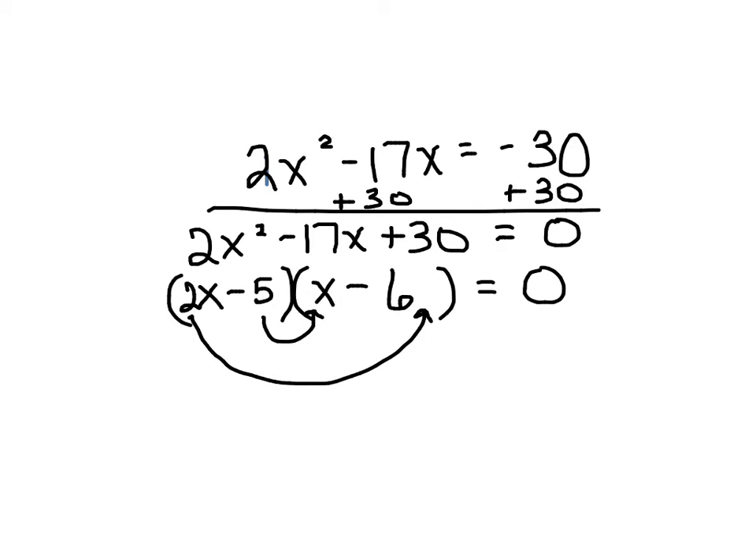5 and 6. And again, if I check the O and the I parts of FOIL, 2 times 6 would be negative, in this case, negative 12. And negative 5 times x would be negative 5x. And when I combine them, that gives me negative 17. You found the right grouping. Once you find the right grouping, you set each of those parentheses equal to 0.